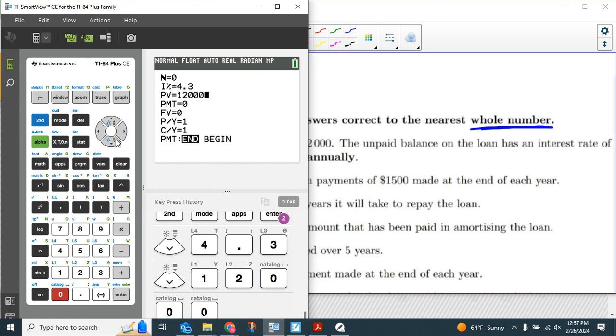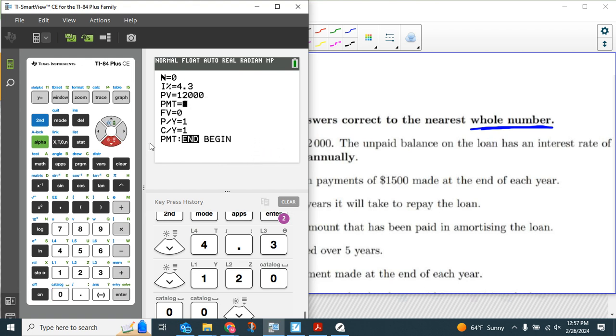But you have to be careful there. In this case, it says she's only making one payment per year, so the number of years and the number of payments will be the same. But if they say she's paying monthly, then you're going to have to divide that answer by 12 to get the total number of years, if they asked for number of years. So do be very cognizant of what they're asking and how everything's set up.